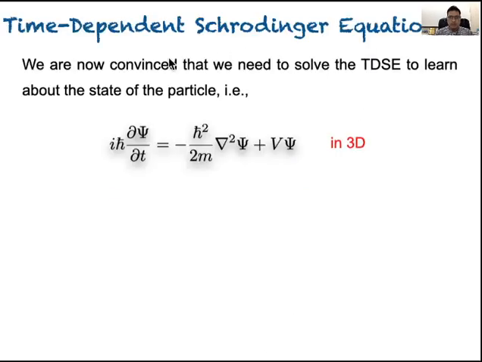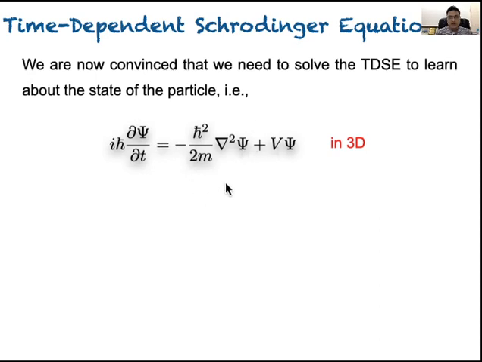As I said, we are convinced now that we need to solve the time dependent Schrodinger equation to learn about the state of the particle. So this is our time dependent Schrodinger equation in 3 dimensions, where i h cross dψ/dt is written on the left hand side, and minus h cross square over 2m del square ψ plus Vψ is on the right hand side.